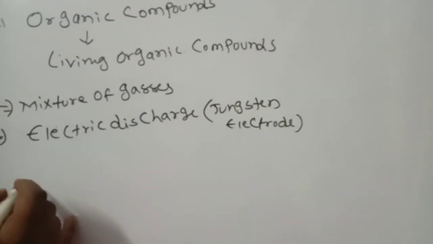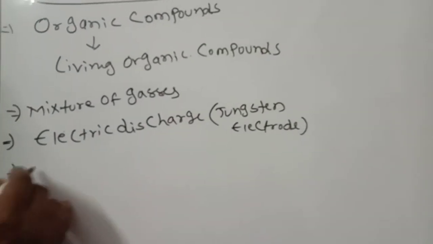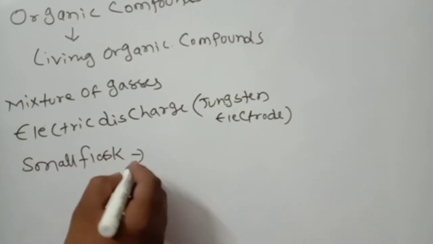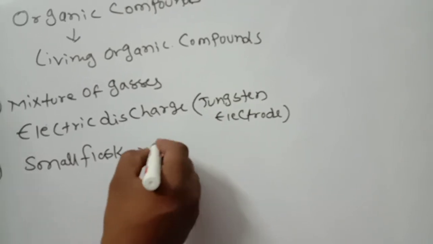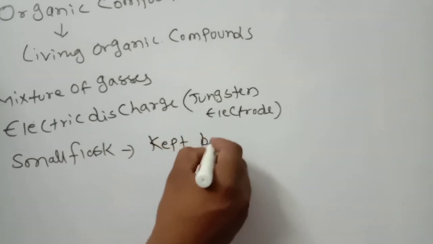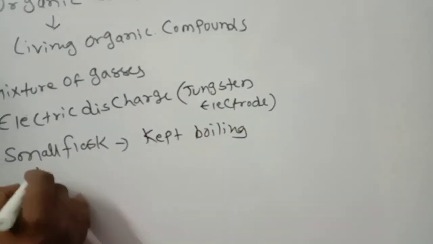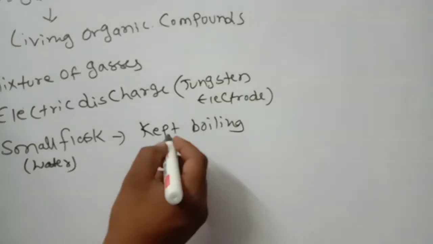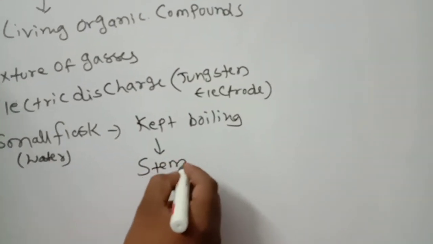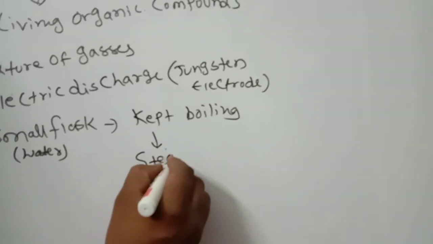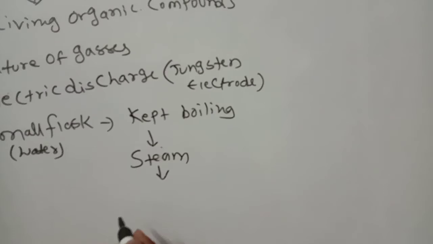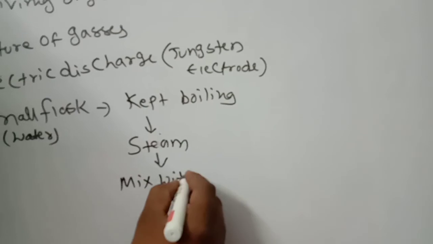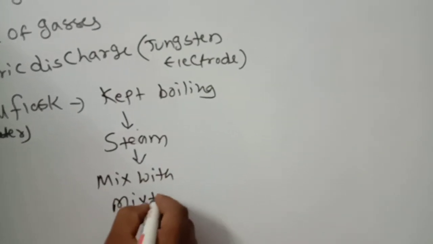The next one, you know very well, very important. He took a small flask. Then what he did, he kept it boiling. Okay, this is very important. The water-containing small flask was kept boiling. Next, the steam. Then what will come? You know very well, steam. The steam will come out. This steam then mixes with the mixture of gases.